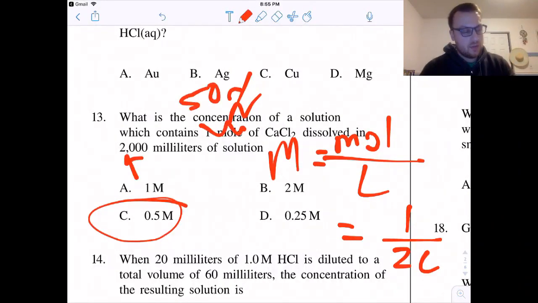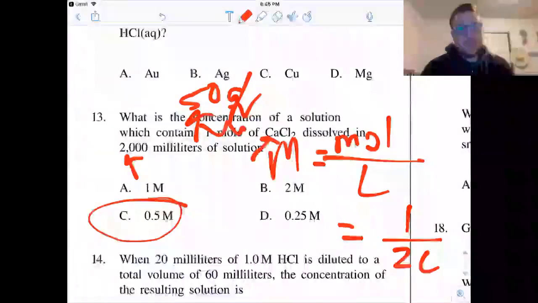I'm going to say dilutions I'm not going to put on there. I don't want to worry about dilutions. So 14, the dilutions, no.